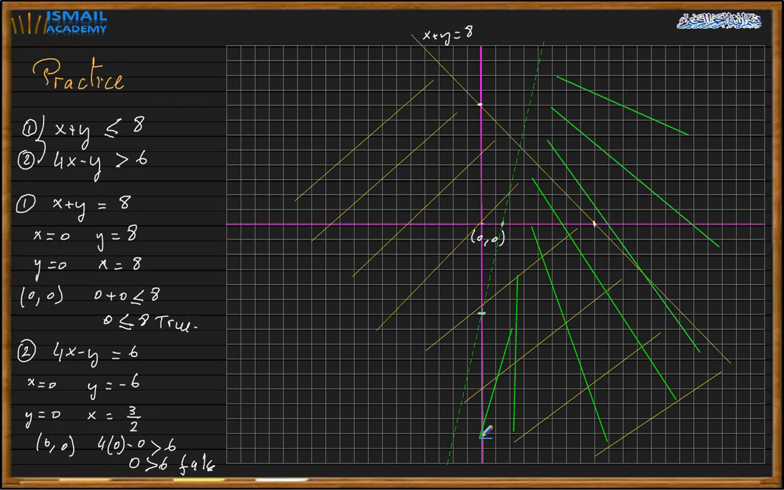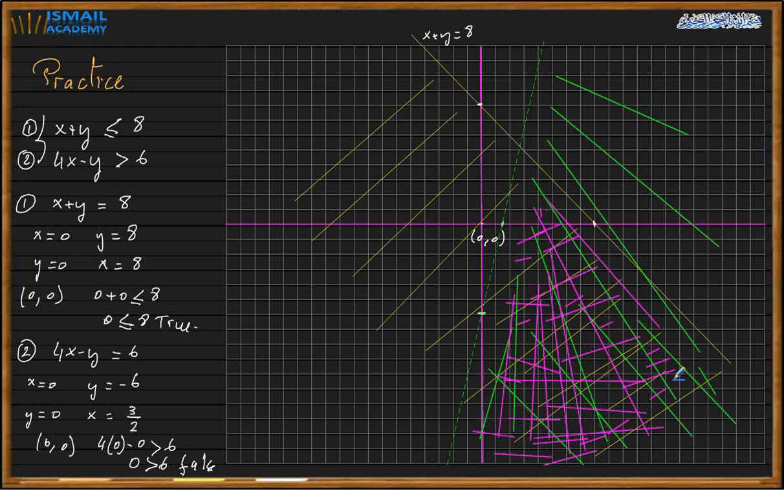You see here, this is the shared region, the common region. So I'm going to use a different color to shade that region of the feasible region.